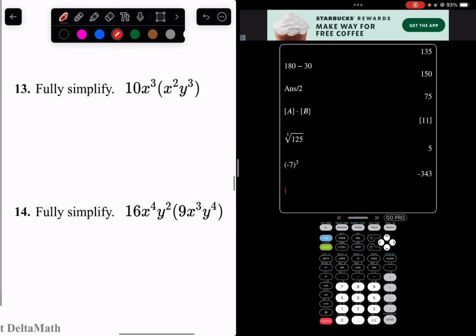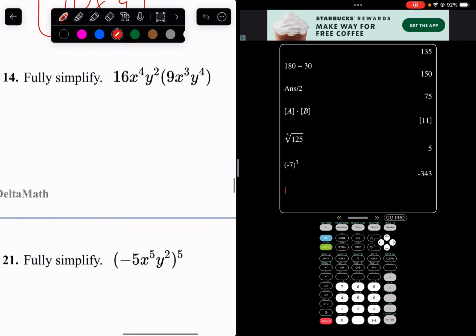Let's try something like this. All right, so we multiply the coefficients. If there's no coefficient, it's implied to be 1, right? So we get 10 times 1, which is 10. X cubed times x squared. Multiply powers, you add them, you get x to the 5th. And the y doesn't have anyone to multiply with, so it just stays the same.